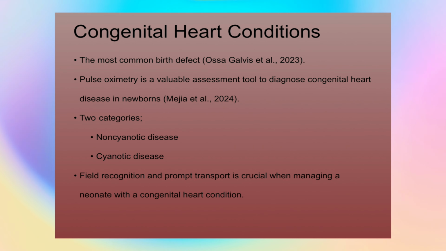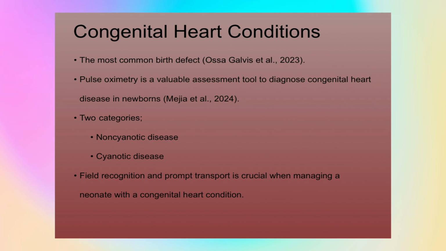Our cyanotic diseases are classified in this category because this is where deoxygenated blood mixes with oxygenated blood, and then that blood is pumped to the body tissues. It would be called a right to left shunt. That would include conditions such as pulmonary stenosis, where there's a damaged pulmonary valve causing decreased blood flow to the lungs, which would present with jugular venous distension, right ventricular hypertrophy, and cyanosis.